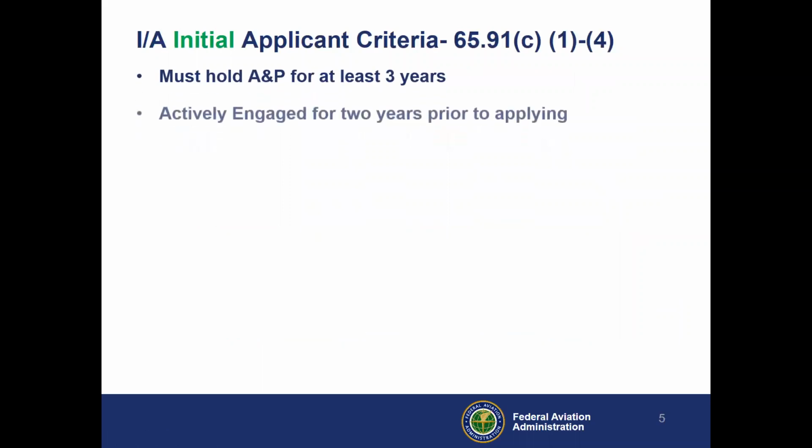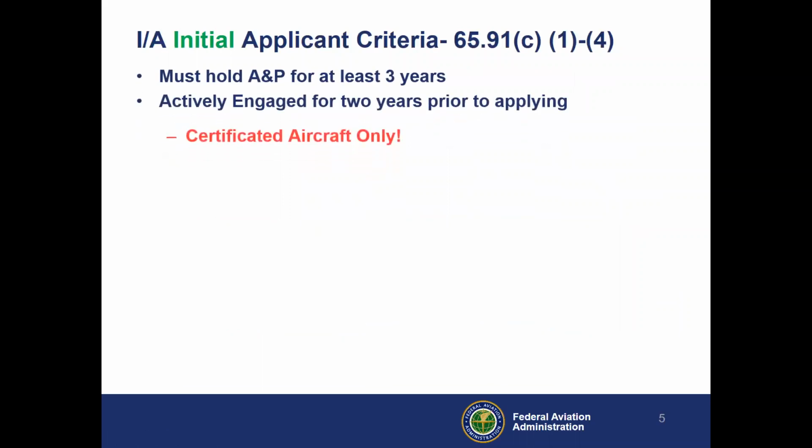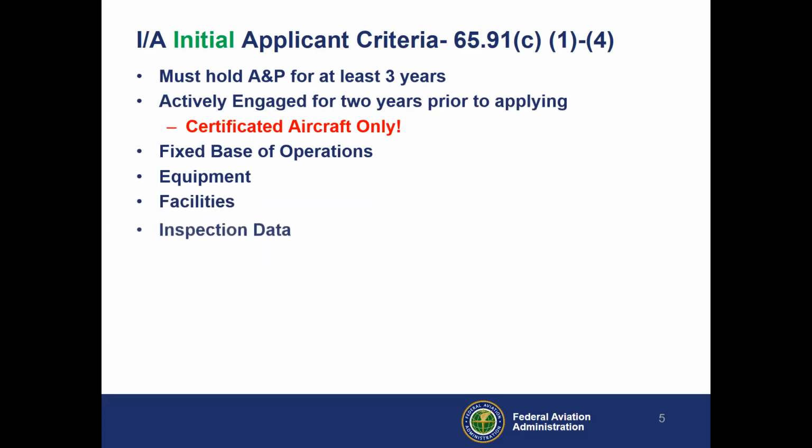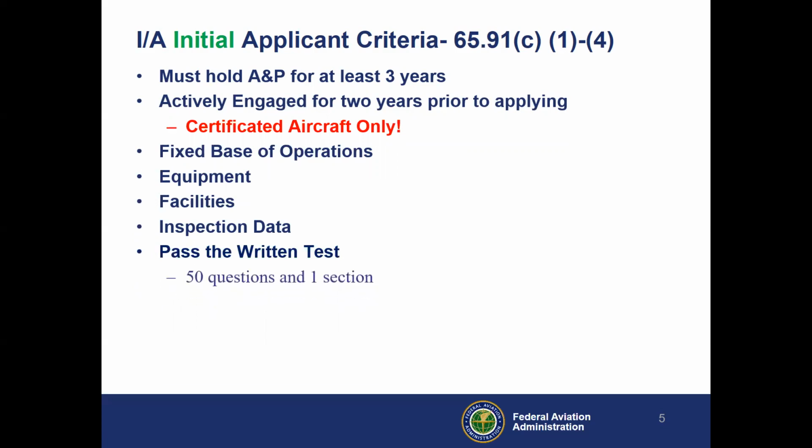So these are the initial application requirements. You must hold an A&P for at least 3 years. You have to be actively engaged for the 2 years prior to applying, and it has to be on certificated aircraft only, not military aircraft.